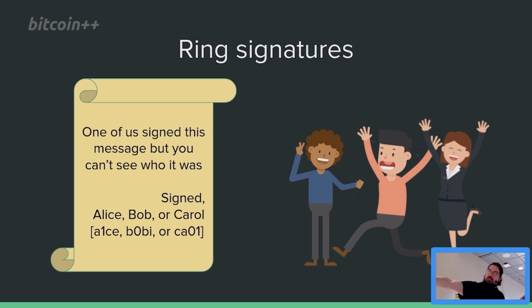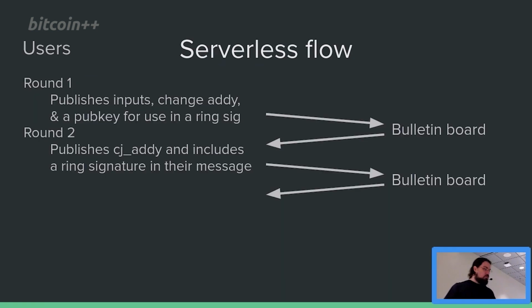So we use this in lieu of blind signatures because they work in a group setting. Sometimes they're called group signatures. So that's what we're going to use in our serverless version. We're going to publish a pub key in the first step in round 1 to a bulletin board. And then in round 2, we're going to aggregate everybody's public keys, create a ring with them, and when we publish our CoinJoin address to the bulletin board, we are going to publish a ring signature with it that proves we are one of the people who in round 1 submitted a pub key.